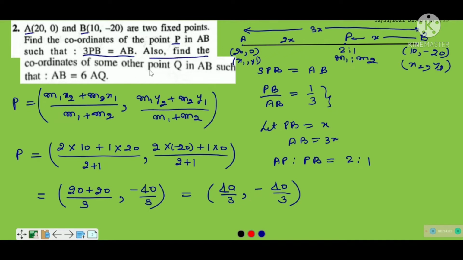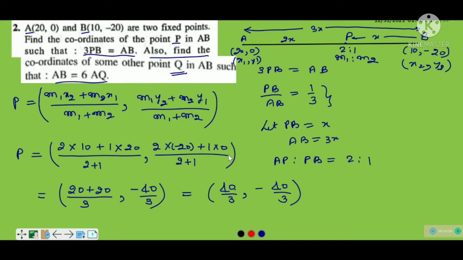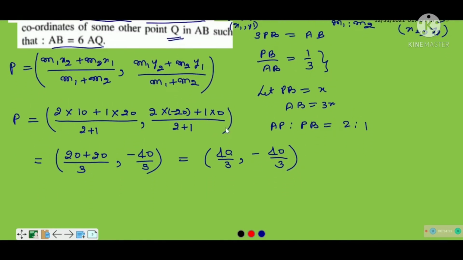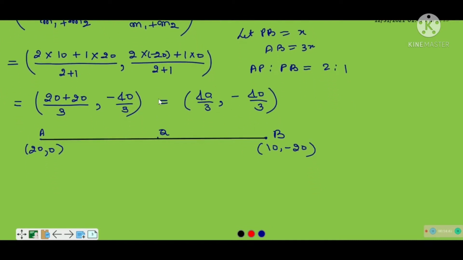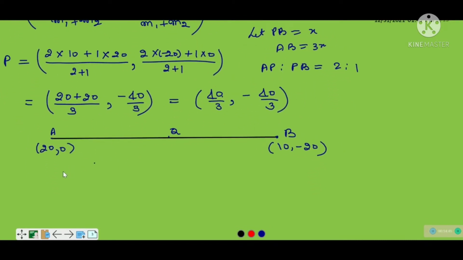Also find the coordinates of some other point Q in AB such that AB is equal to 6AQ. इसी क्वेश्चन में अब हमें सेकेंड केस गिवन है. Now Q is a point in AB such that AB is equal to 6AQ. Means AB upon AQ will be equal to 6 upon 1. If AB is 6x, then AQ will be x.